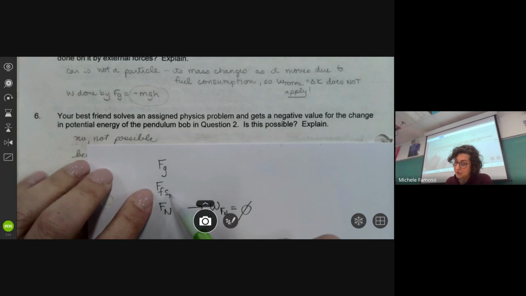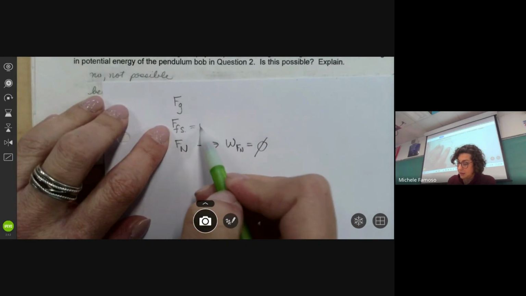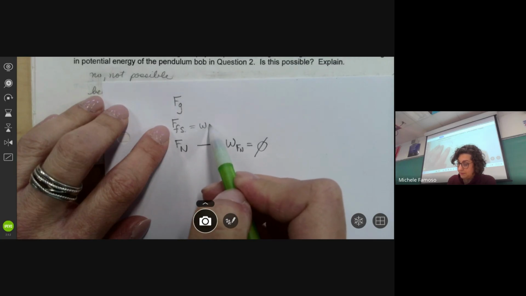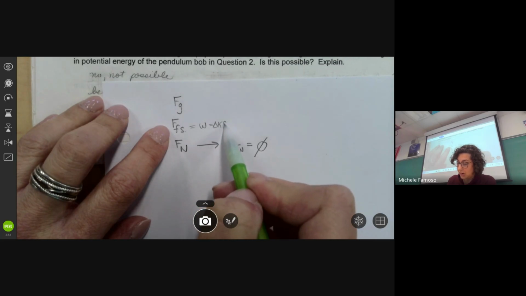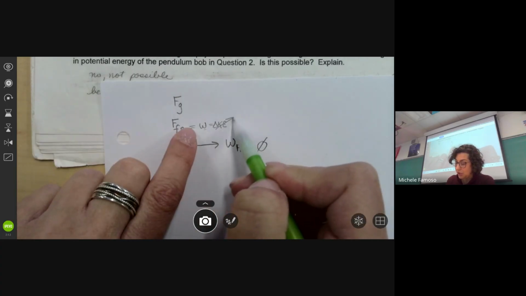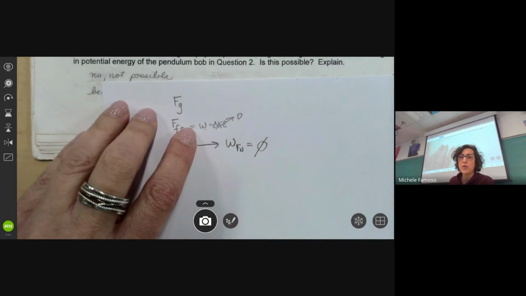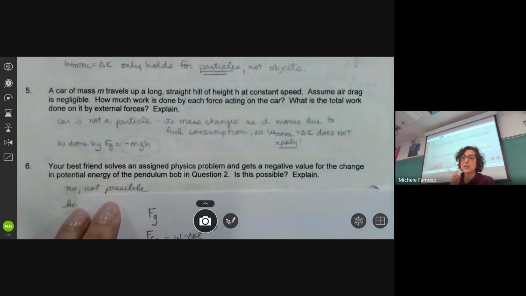Work done by the force of friction you can't find because this would equal the change in kinetic energy here. That change in kinetic energy is 0. How do I know the kinetic energy is not changing? What's the key in this question that is going to tell us that there's no change in kinetic energy? Jerry? Constant speed. Okay, so there's no change in kinetic energy there.